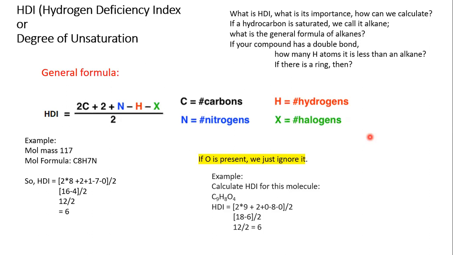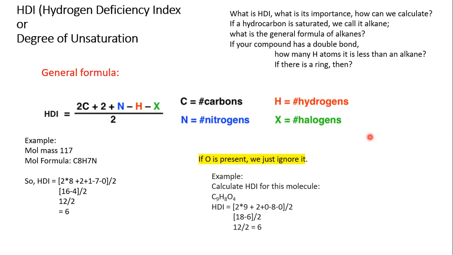Okay, if a hydrocarbon is saturated, that is, if it is an alkane, then we know that it will have a certain number of carbons, and because carbon forms four bonds, there will certainly be a certain number of hydrogens. So we know the general formula of alkanes. And if our compound has a carbon-carbon double bond, then of course for each double bond, there will be two hydrogens less, and so on. Similarly, if we have a ring, a cycle in our compound, then for each cycle, there will be two hydrogens less. So we already know this.